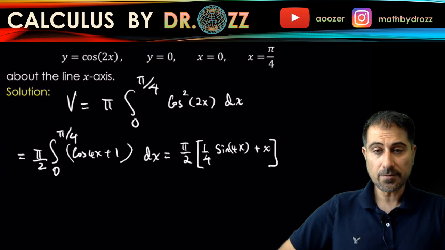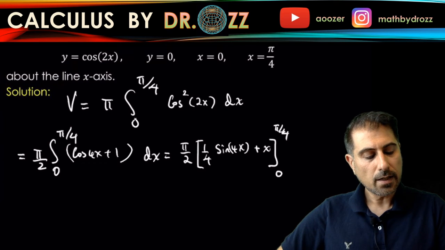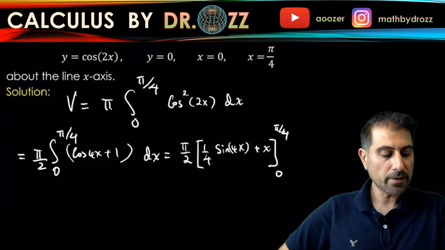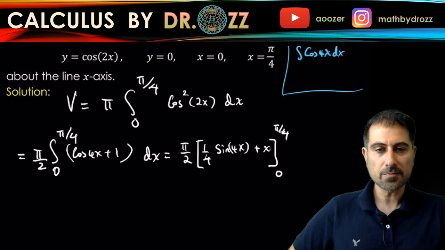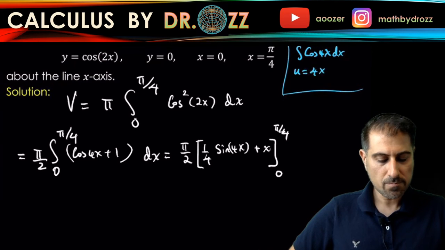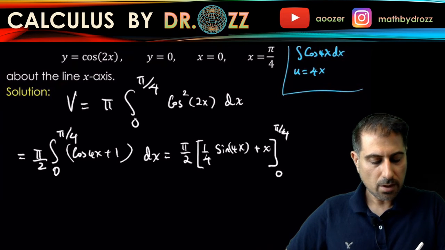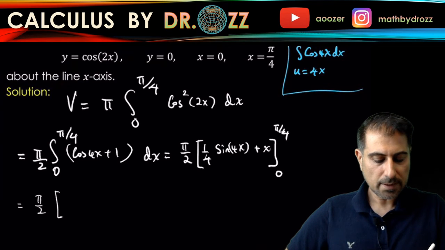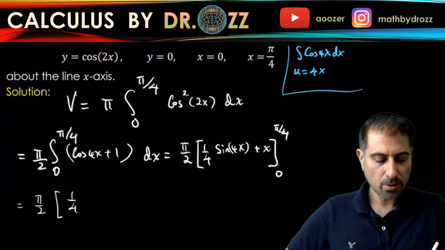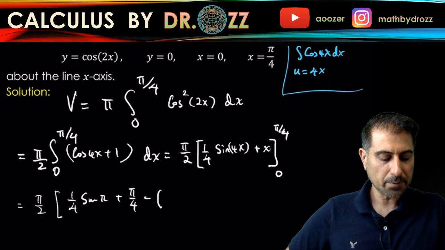If you're having a hard time integrating cosine 4x, you can go ahead and use scratch paper and look at the integral of cosine 4x dx with u equals 4x. That's a good u substitution practice for you, so just do it by yourself. And here, this integral is going to be pi over 2 times 1/4 sine pi plus pi over 4, minus 1/4 sine 0 plus 0.